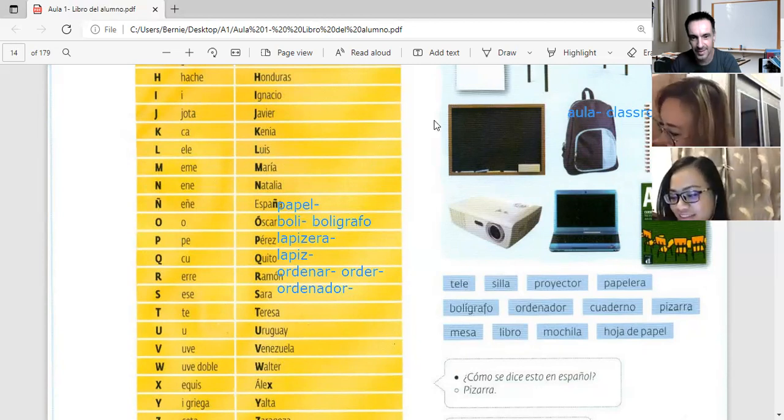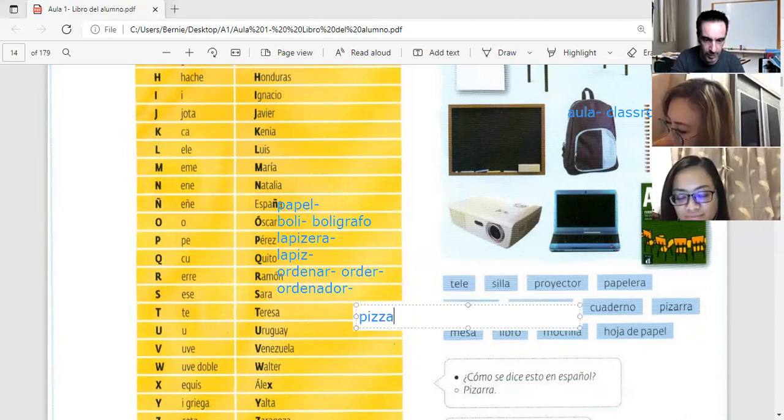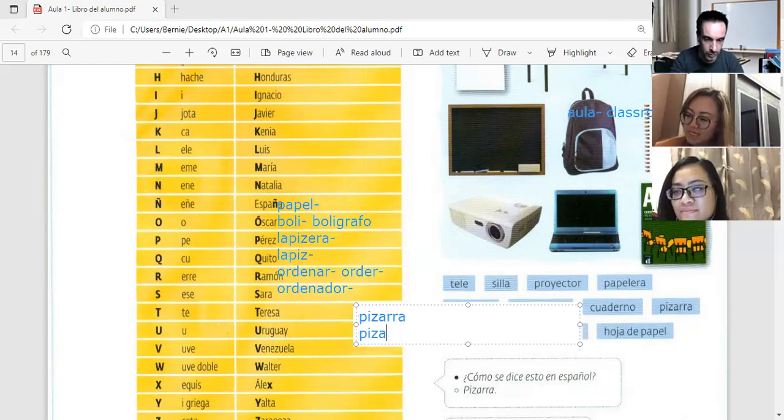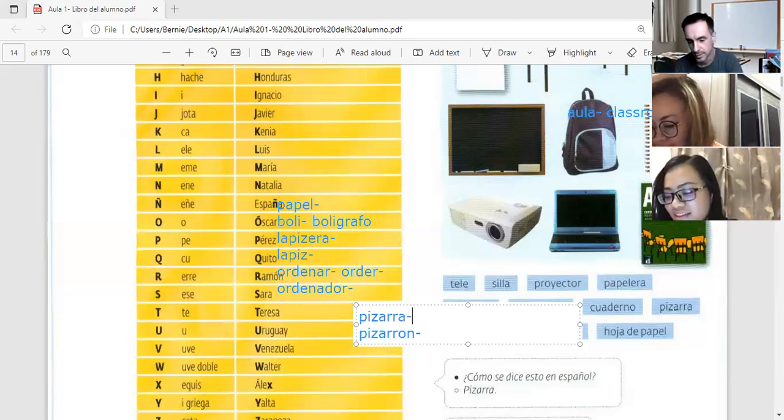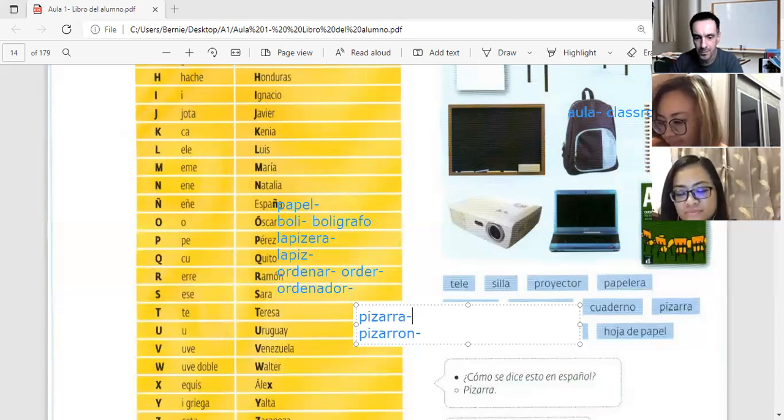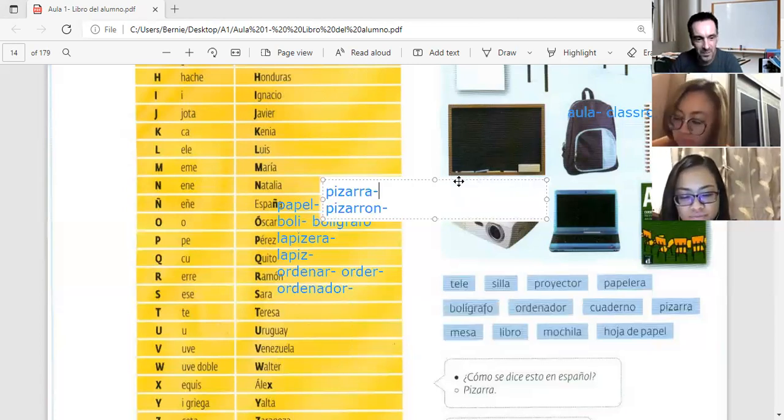Pizarra. In some countries they will call it pizarrón. Pizarra or pizarrón. Pizarrón is a big pizarra. The pizarra is just the normal or small one. So pizarrón is the big blackboard. Any blackboard, whiteboard, pizarra. Muy bien. Mesa, the table.